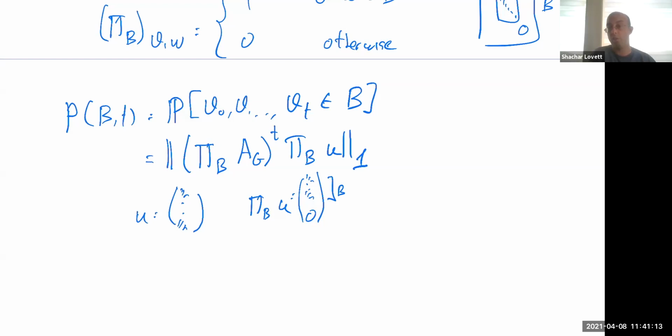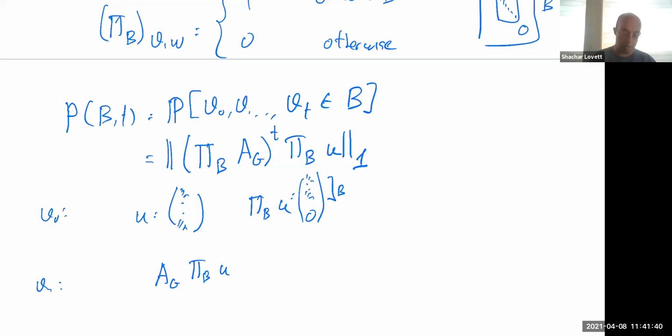So just requiring V0 to be in B. Now we take one random step. So this is for V0. For V1, what do we do? We take this vector and we look at A_G, π_B, U. That's going to be saying, well, if you survive the first step, what are going to be the probabilities in the next step of V1? And also I want this to be in B.